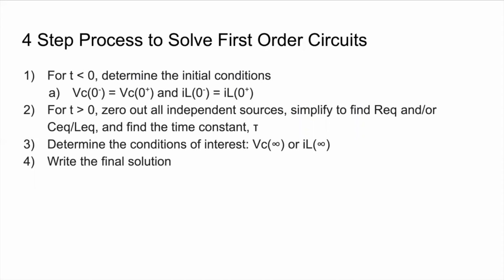Step 2, for all times t greater than 0, make sure to zero out all independent sources and simplify the circuit to find the equivalent resistance and/or equivalent capacitance and inductance. Finally, find the time constant tau. Step 3, determine the conditions of interest, whether that be the value of the voltage across the capacitor at infinity or the current across the inductor at time infinity. And step 4, write the final solution according to that equation.